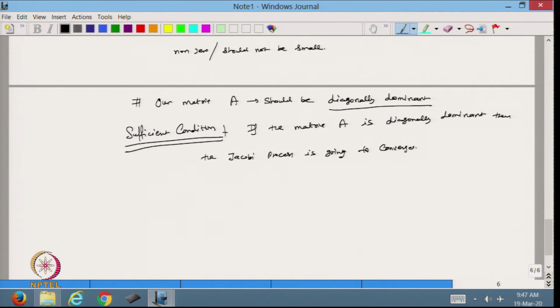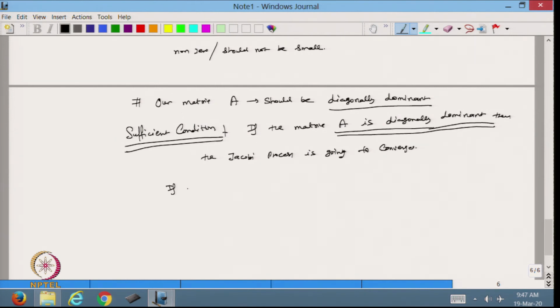So in this case we do not know what will happen if the matrix is not diagonal dominant, whether it is going to converge or not. So that is a necessary condition, but the sufficient condition is that if A is a diagonal dominant matrix, then definitely the Jacobi process is going to converge and we are going to get the approximate solution.